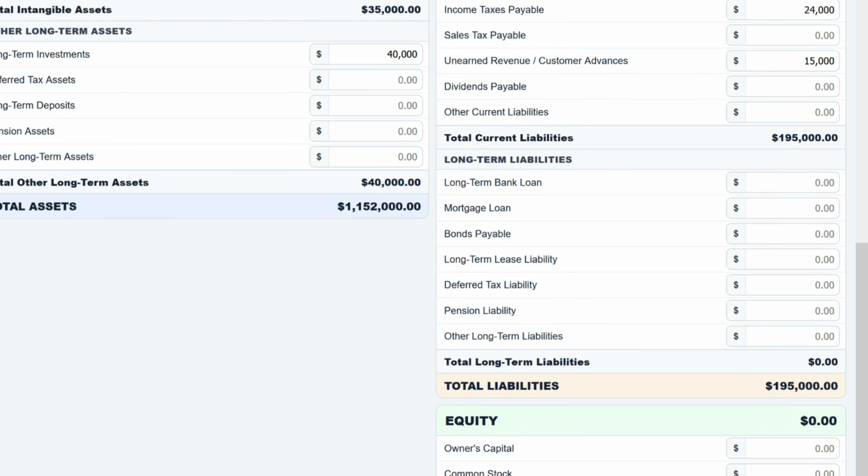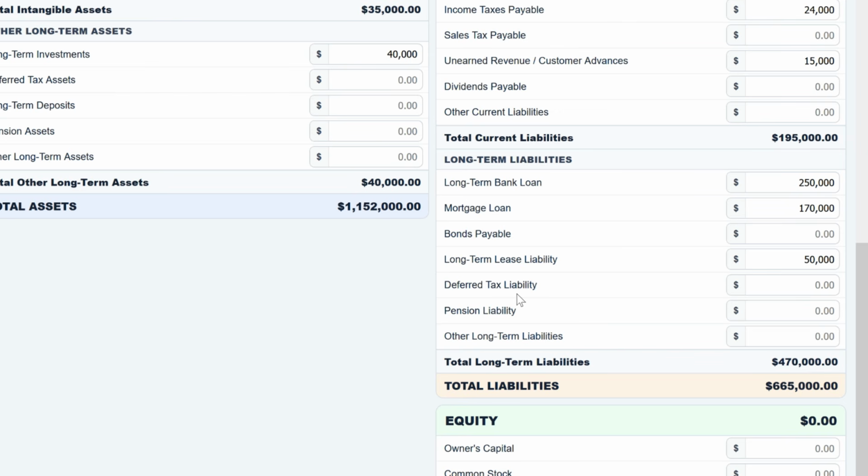These obligations extend beyond 1 year and usually finance long-term business growth. Our company currently has a long-term bank loan of $250,000. This loan may have been used to purchase machinery, expand production facilities, or finance business expansion. The company also carries a mortgage loan totaling $170,000 for its manufacturing facility. Another liability is the long-term lease liability, valued at $50,000. This represents lease obligations for long-term business assets.